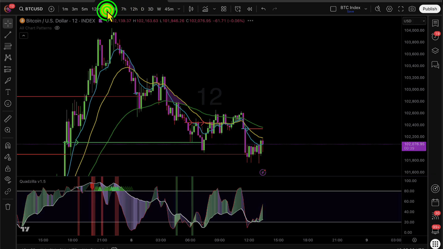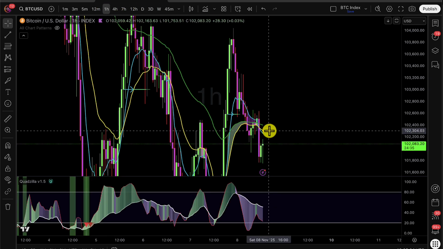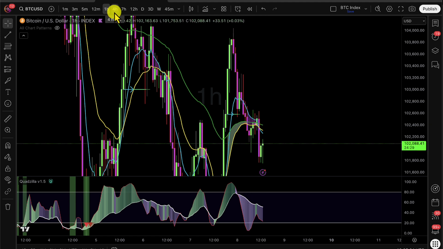And indeed, if we look now on the 1 hour time frame, you can see that these EMAs look like they don't want to cross at the moment. So I think the forecast is a bit of sideways for the weekend. Although quite often we see a bit of pumpage on a Sunday.